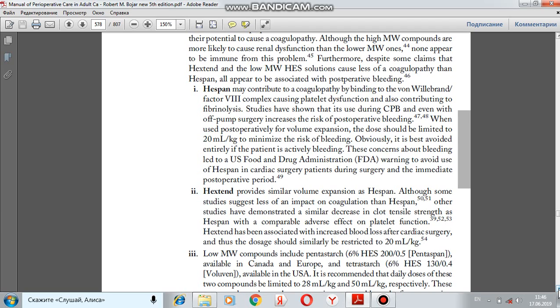Hextend provides similar volume expansion as Hespan. Also, some studies suggest less of an impact on coagulation than Hespan. Other studies have demonstrated a similar decrease in clot tensile strength as Hespan, with a comparable adverse effect on platelet function. Hextend has been associated with increased blood loss after cardiac surgery, and thus the dosage should similarly be restricted to 20 milliliter/kilogram.